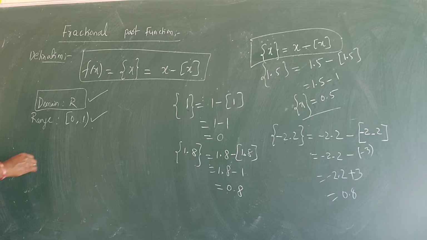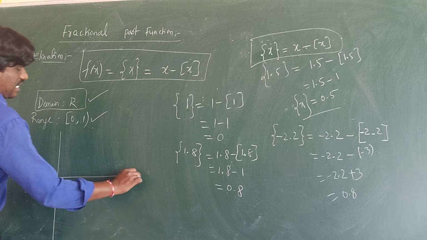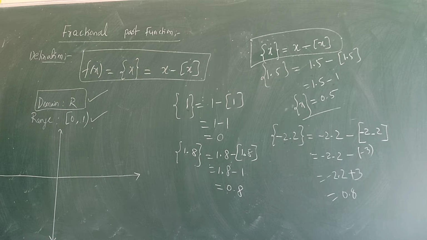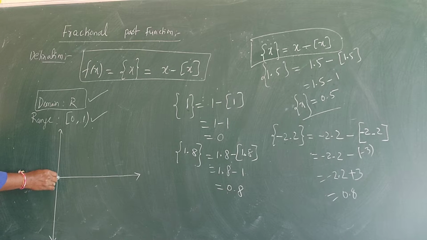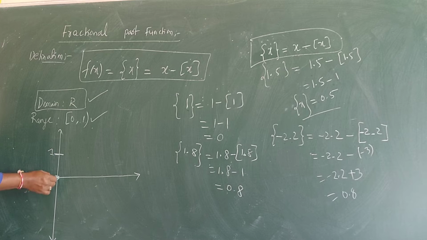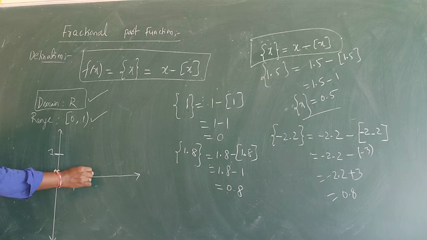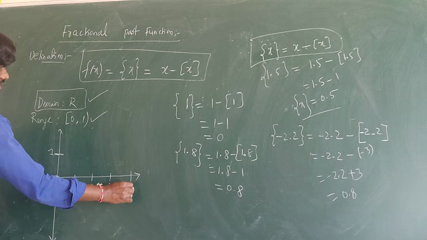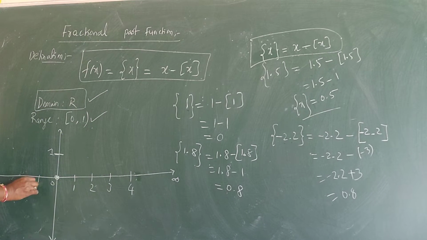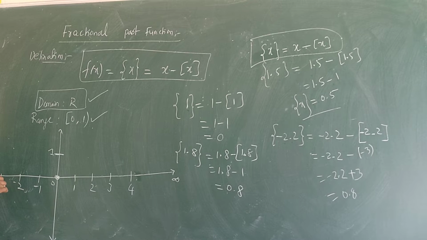Now when I draw the graph of this function, there is an x-axis and a y-axis. Look here, this is the most important diagram. I take 0 here, and the answer cannot cross 1. It may be 0 to 1. If this is point 0, this is point 1, 2, 3, 4. Likewise I can extend this to infinity, and minus 1, minus 2, minus 3, like this.